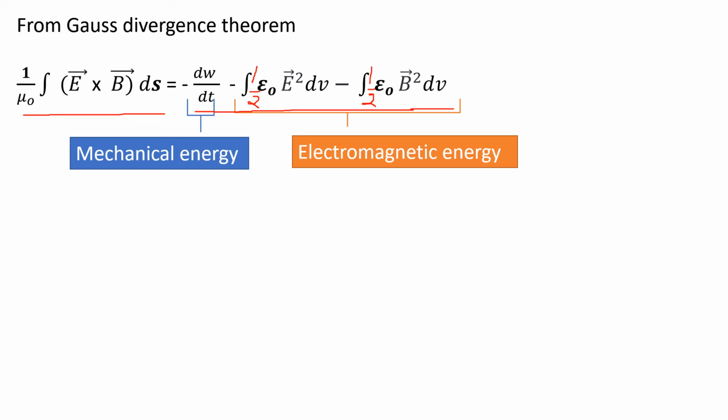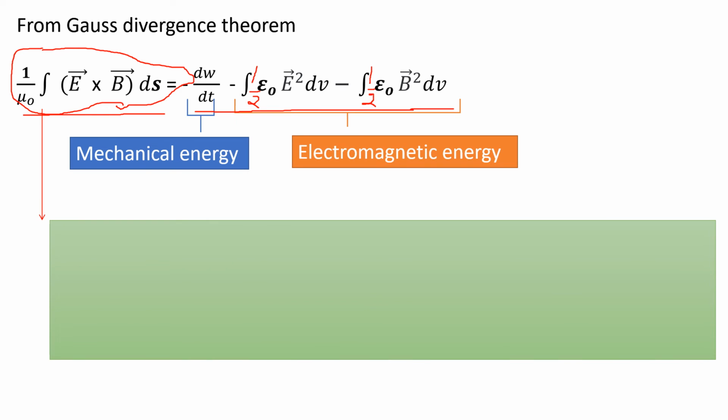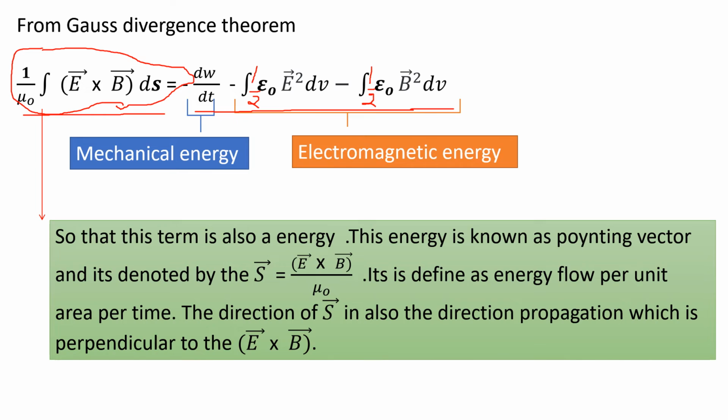So this term represents the electromagnetic energy, and this term represents the mechanical energy. It means that this whole term also represents the energy. Okay. So this term is known as what? This term is known as the Poynting vector.